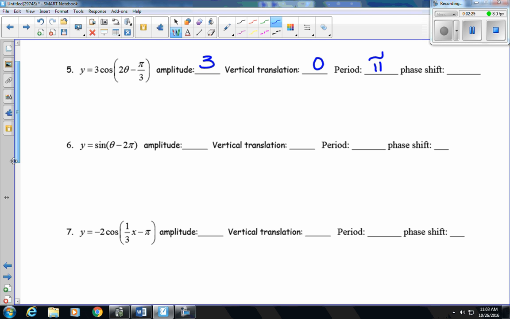Now I want to show you something. I'll erase it in just a minute. One of the things that students get confused about with graphing is they think anytime they see parentheses, there's automatically a phase shift, and that's not true. In order for there to be a phase shift, I need to have an argument. This right here, that's your argument.